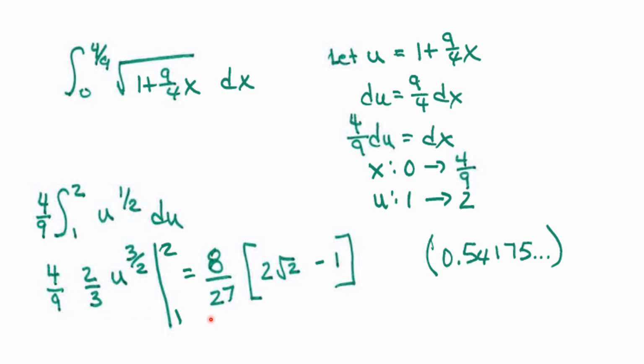And here you get 8/27, so I put 8/27 there. When you put 2 in, I get 2 square root of 2, and when I put 1 in, I get 1. So this is the answer. This is the exact answer, so this is what was asked for. But if you're pounding this into a calculator, you would get something like this number.